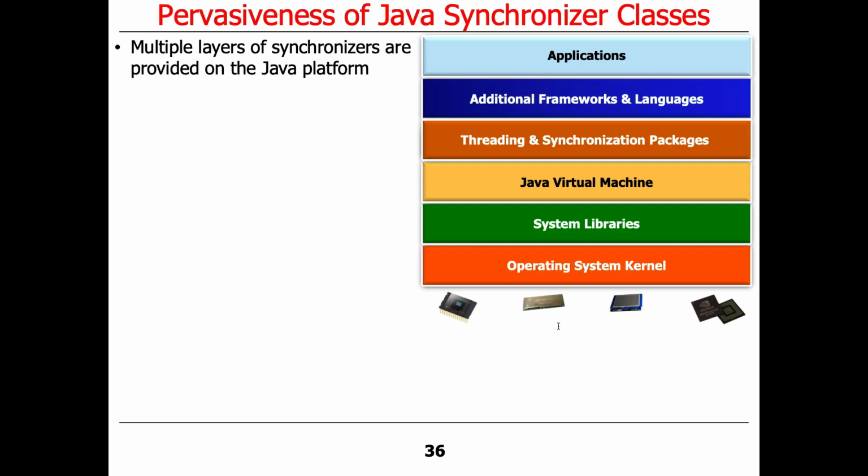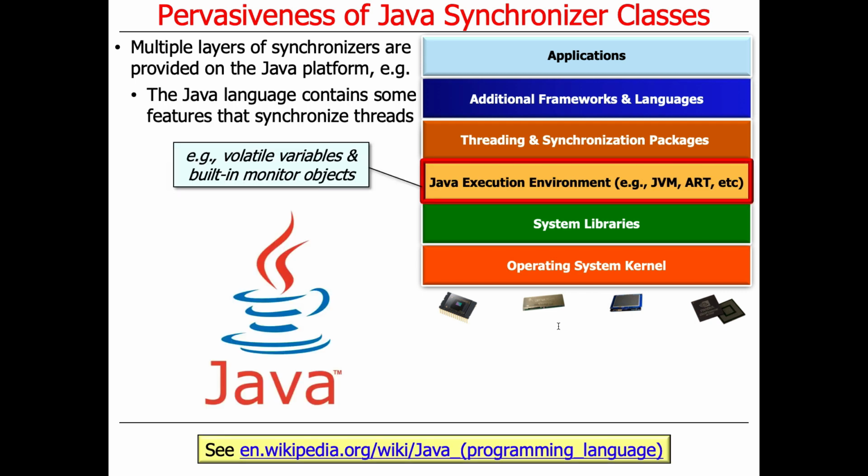So let's talk a bit about how common synchronizers are. And this is really interesting. It turns out that there are lots and lots of different synchronizers provided in the Java platform or on the Android platform. The Java language contains some features that synchronize threads.